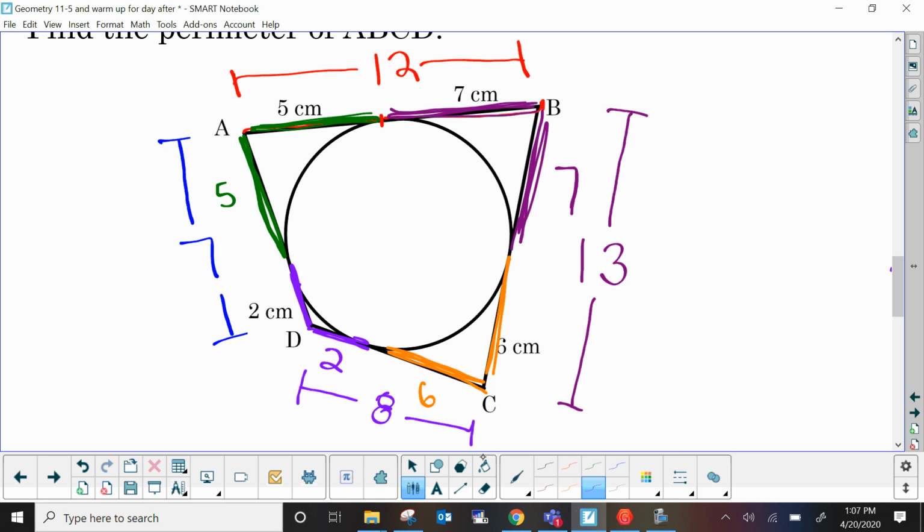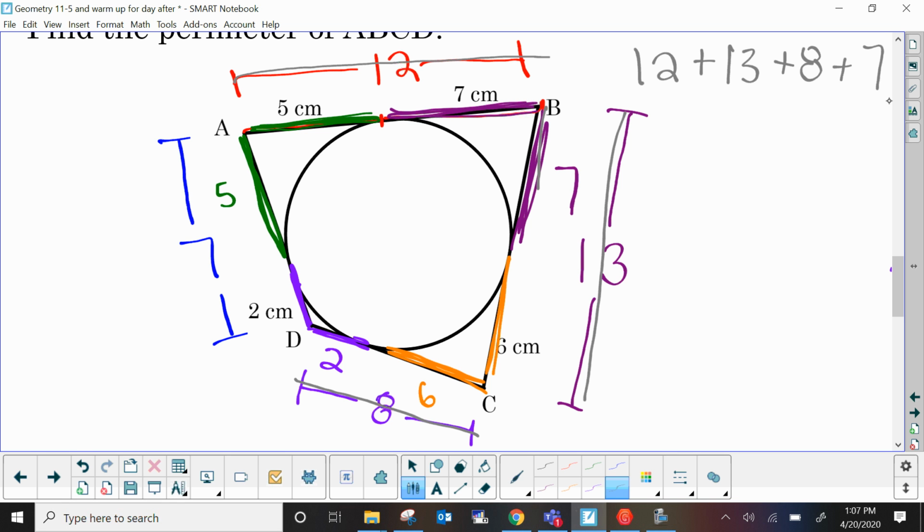We now have the lengths of all the sides. We can easily come up with the perimeter of that quadrilateral. Okay, and the perimeter of that quadrilateral will be the 12 plus the 13 plus the 8 plus this last one, 7. Okay. All right, and then you just add those up, and you will see that the perimeter of quadrilateral ABCD is 40 centimeters.